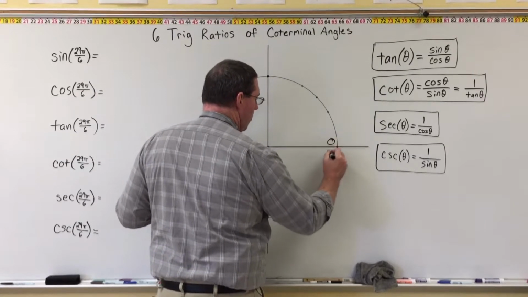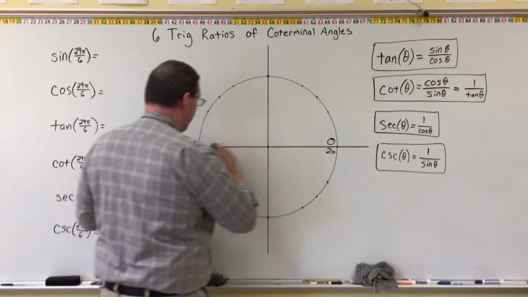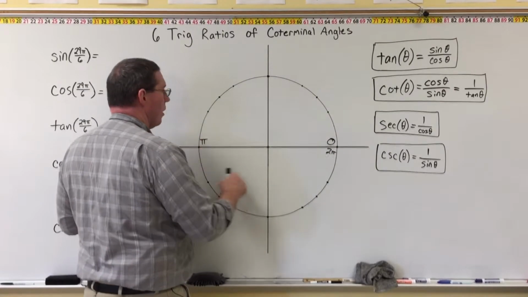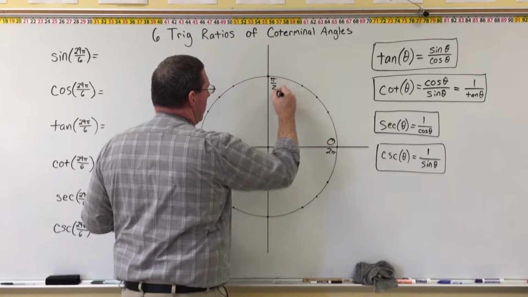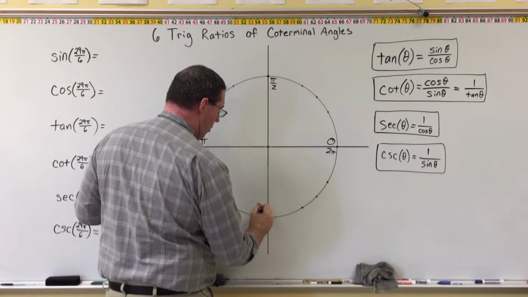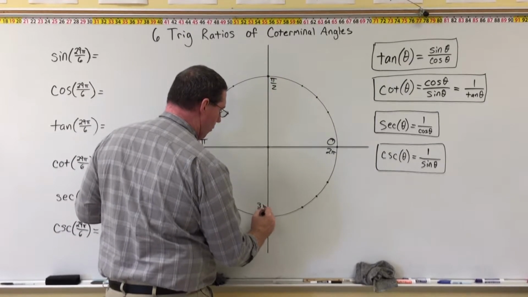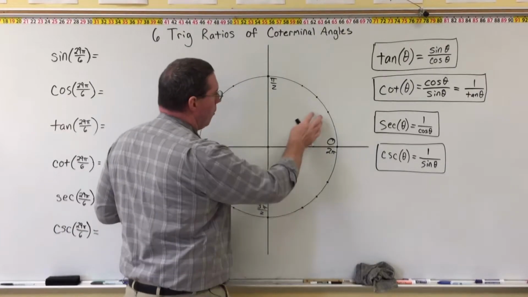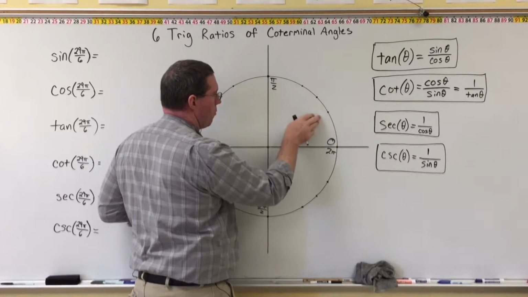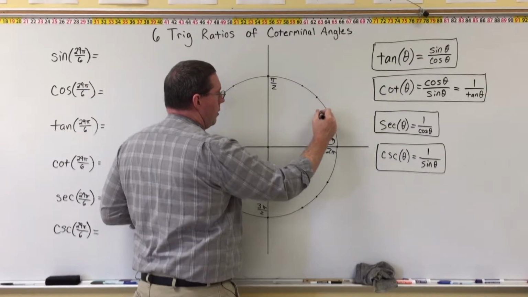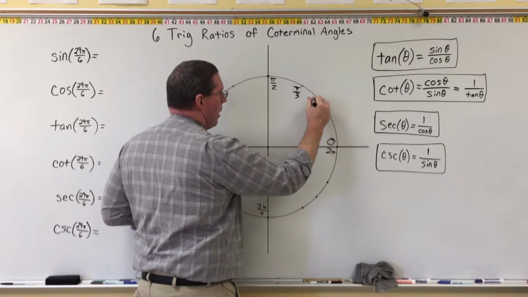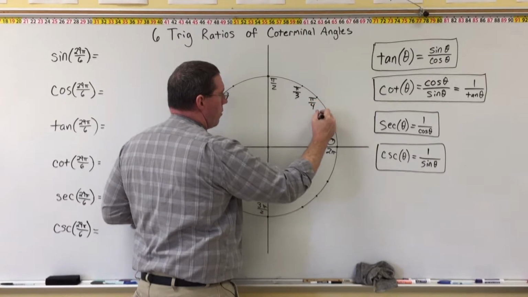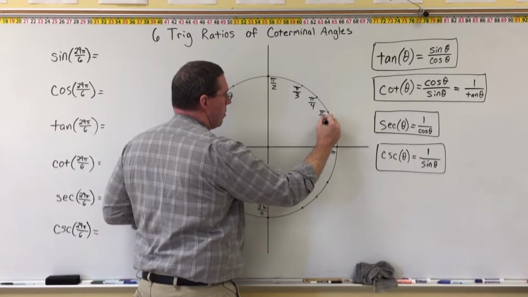I know that this is 0. It's also 2 pi. I know that over here we have pi. I know at the top of the circle is pi over 2. And at the bottom of the circle is 3 pi over 2. I know over here in this first quadrant we have, well, this is pi over 2. This is pi over 3. This is pi over 4. And then this one's pi over 6. Good.